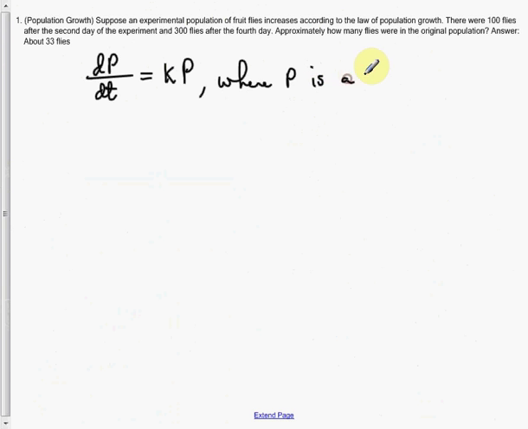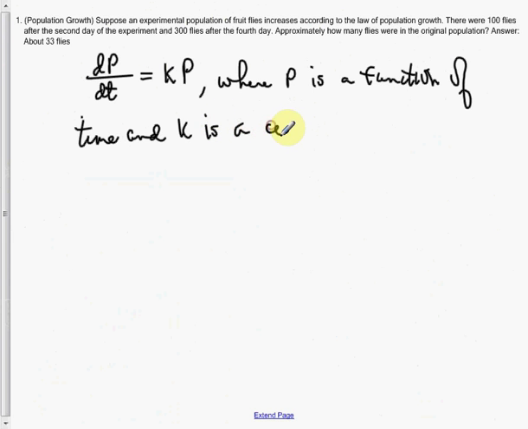P is a function of time, and k is a constant. We call it the constant of proportionality. So it says that there are 100 flies after the second day of the experiment. So here, let t represent time, looks like in days.